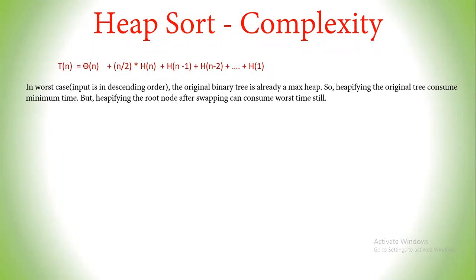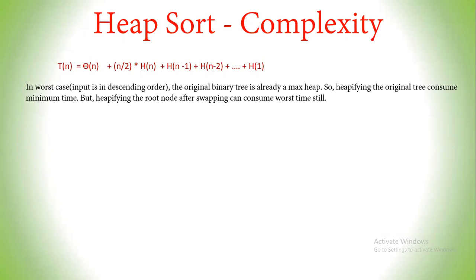So when the input is in descending order, the original tree is a max heap. Why am I calling that one? Assume the first element of the array, A0, will have the highest value, A1 will be the next highest, and A2 the next highest. So when you insert each of these array elements of a descending order array into a binary tree, it will automatically be a max heap.